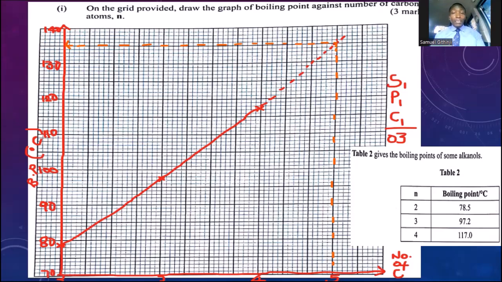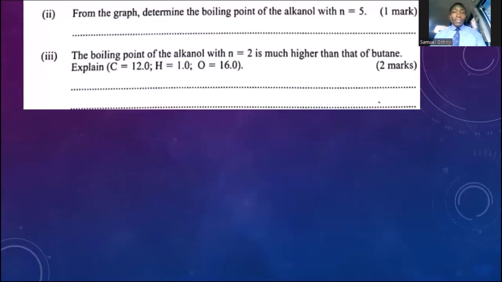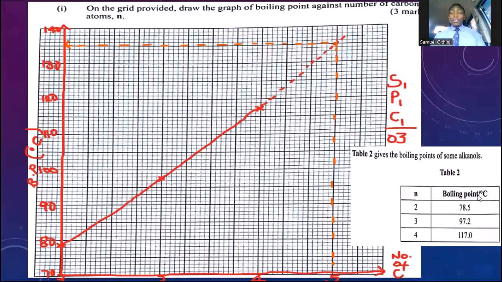Like this one, it was very tricky, especially with the scale. Now, we were supposed to use the graph to determine the boiling point of an alkanol with n equals 5. Going back to the graph, n equals 5 is not even in the table. So what the student ought to have done is to extrapolate that line. Yes, extend it up to where n equals 5, then follow that one, and then you read.